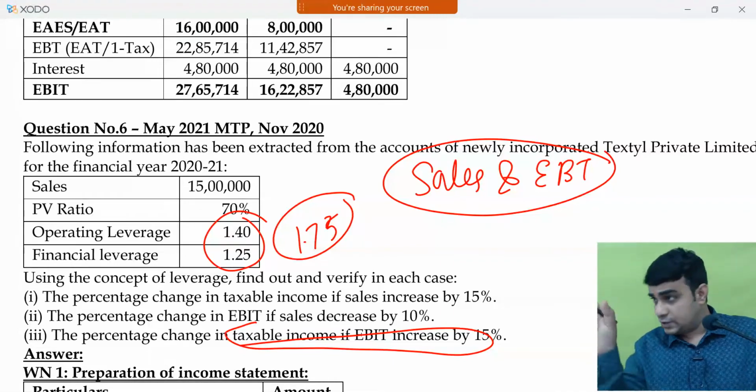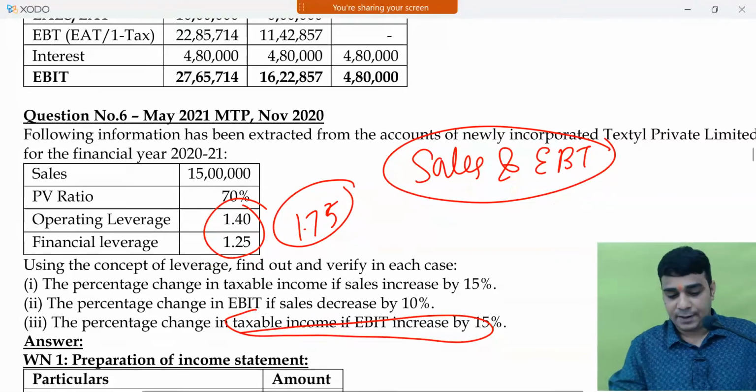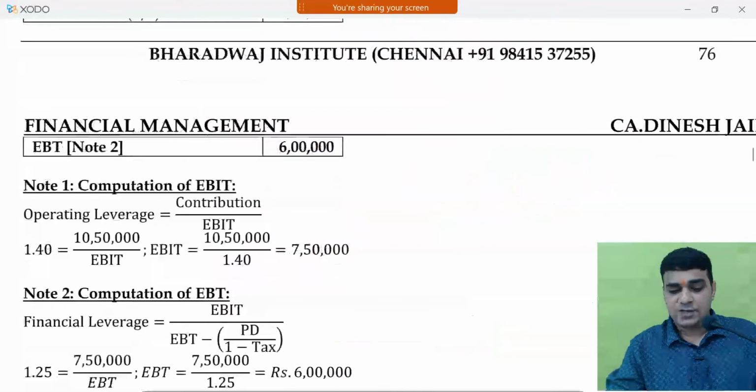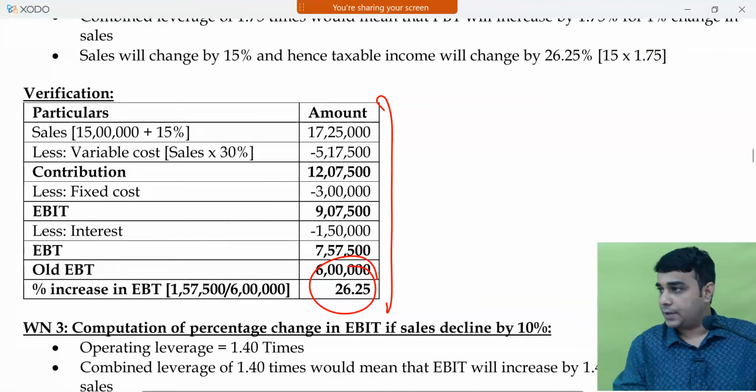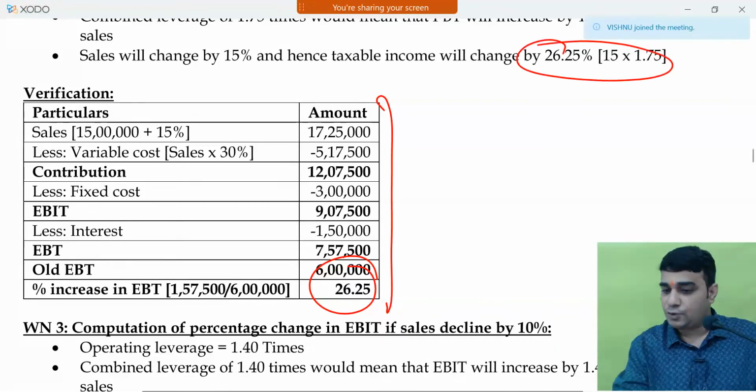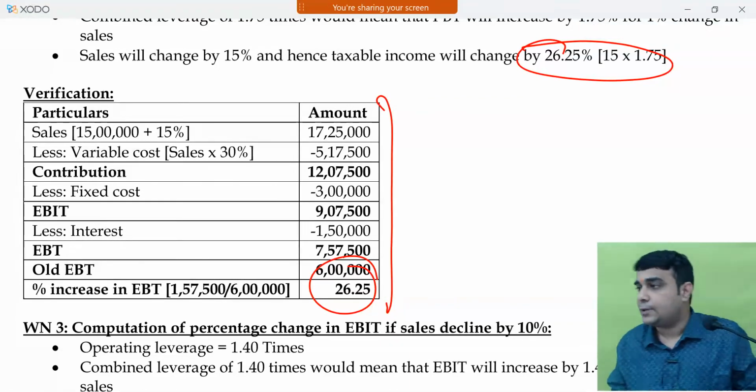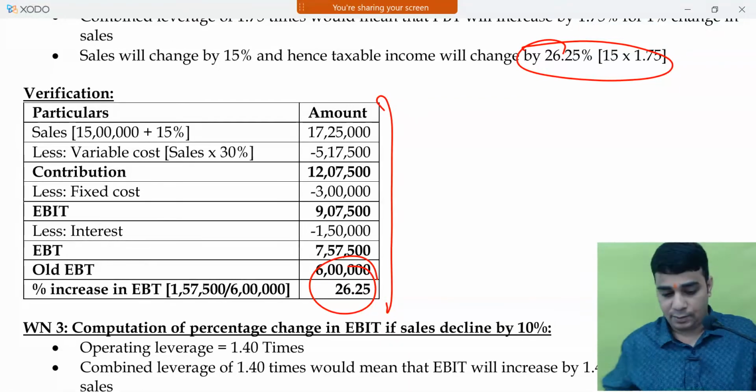15 into 1.25 is one part of it. This is the verification part of it. First, you will have to do the calculation, and then show the verification. So this 26.25 is what we have calculated using the logic of the leverage. Then you have to prepare this statement and show that 26.25 is exactly happening that way.